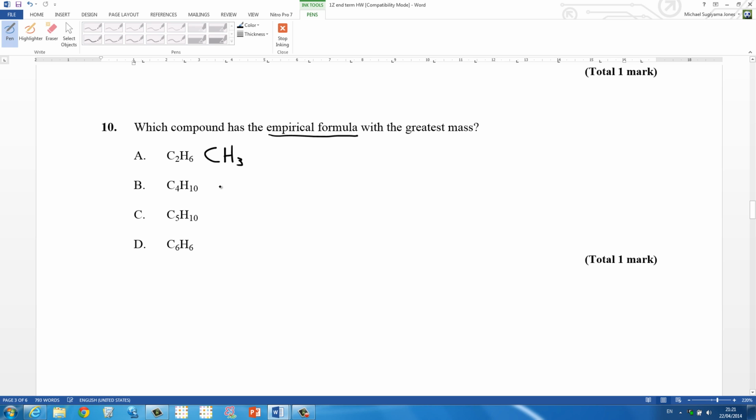We can also divide this to C2H5. This could be CH2, and this is CH. So now we can see that the empirical formula with the greatest mass is this one. So the correct answer is B. So be careful with this kind of question.